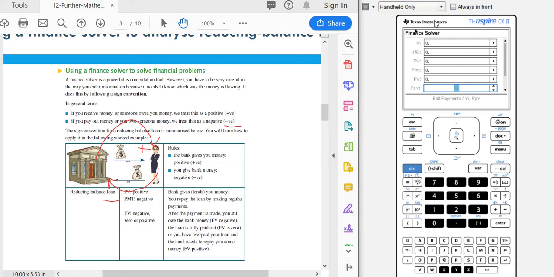Don't forget that. Your future value can be a negative, a zero, or a positive. Again, you giving money to someone is a negative. You receiving money from someone or the bank is always a positive. Money in and money out. So make sure you understand that, and you'll see that more when we have a look at a couple of questions.